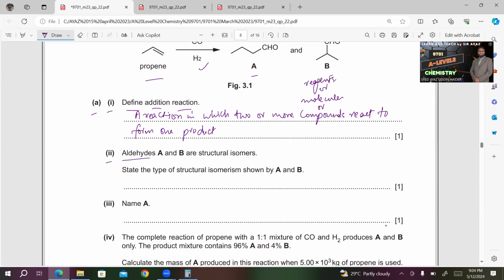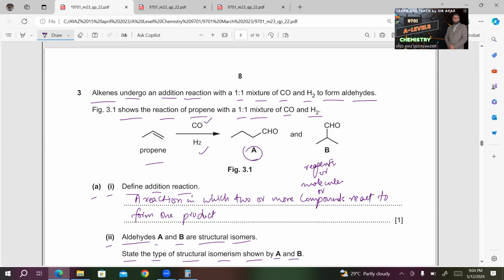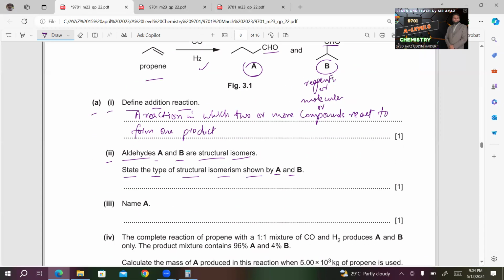Number 2, aldehydes A and B are structural isomers. State the type of structural isomerism shown by A and B. You look at the structure, A and B both have same functional group, CHO. CHO is the functional group for aldehyde. So it must be positional isomerism. Positional isomerism is the one which has same molecular formula but different position of the functional group. So you write positional isomerism.